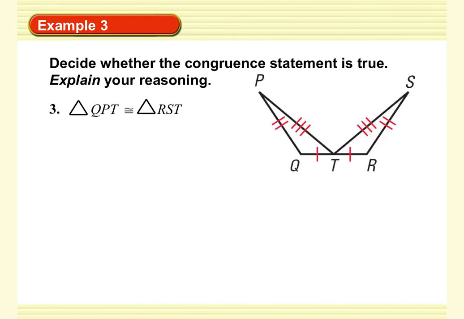Example 3, decide again whether this statement is true. Triangle QPT is congruent to RST. That is a true statement. And why? Because all 3 sides are congruent. So side, side, side. Good.